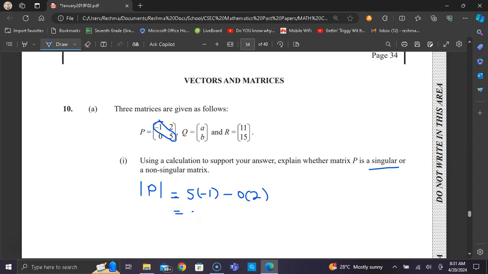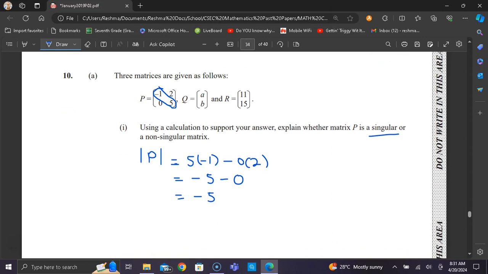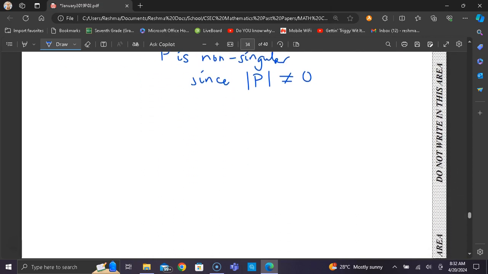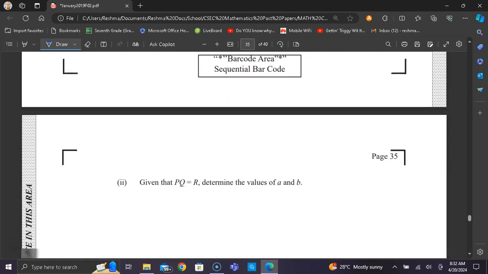So 5 times -1 is -5. 0 times 2 is 0. -5 take away 0 is -5. So since the determinant is not 0, it means that therefore P is non-singular. Since the determinant is not equal to 0. Okay, so that's an easy 2 marks. So let's go on to part 2.